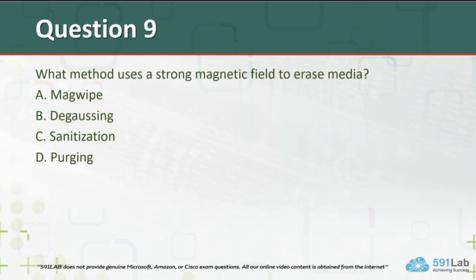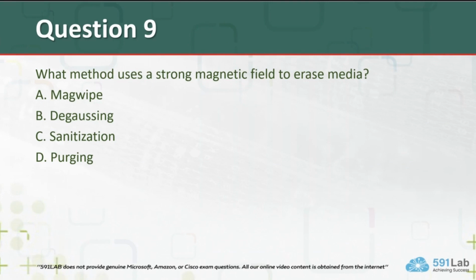What method uses a strong magnetic field to erase media? Is it mag wipe? Is it degaussing? Is it sanitization? Or is it purging? So this methodology of secure erasure is associated with hard disk drives or HDDs. Since hard disk drives use magnetic disks, sometimes we can do secure erasure of the data on the disk by using this high or strong magnetic field in order to erase the data on the disk.